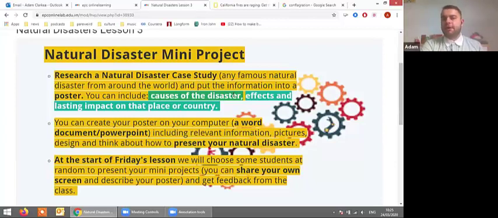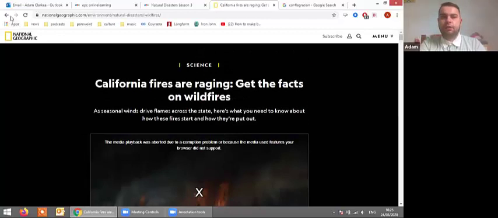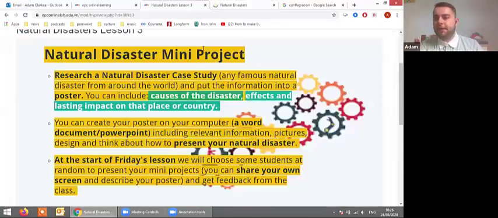And I want you to put the information about the natural disaster into a poster where you can include the causes of the disaster. So you can say how it started, what happened, maybe a little bit of the science like we've been looking at, how it's caused. And I want you to also write about the effects and the lasting impact on that place. So, for example, if you were doing Californian wildfires, you could describe the effects of the wildfires, maybe include a couple of pictures and describe the pictures also.